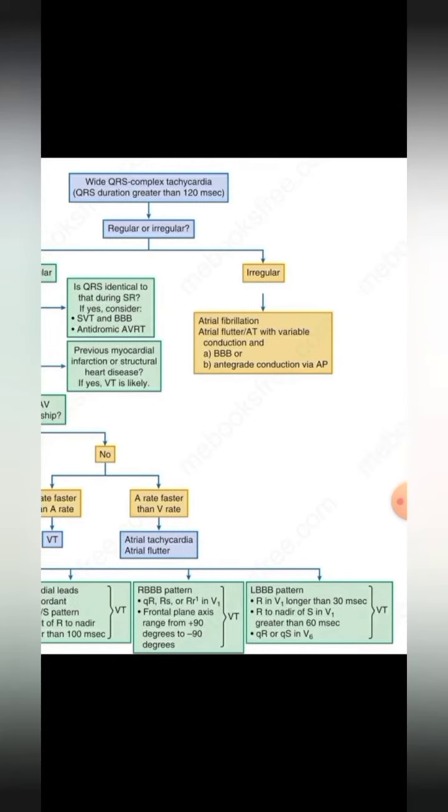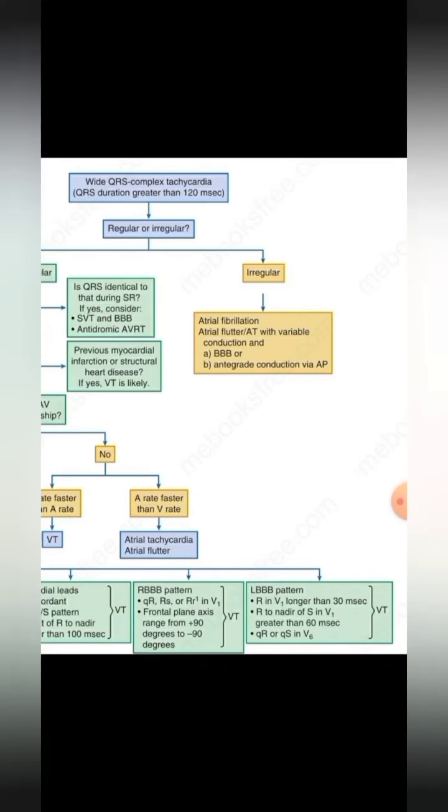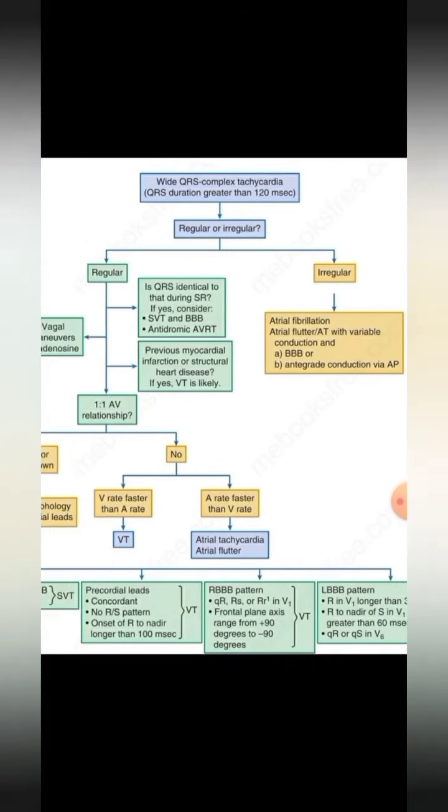And if there is an LBBB pattern but there is an R in V1 that is longer than 30 milliseconds, it is ventricular tachycardia. Or if the R to S wave nadir in V1 is greater than 60 milliseconds, it is ventricular tachycardia. Or if there is a small QR or small QS in V6, again it's ventricular tachycardia. Now let us go to the examples and the figures of these patterns that we have been discussing.